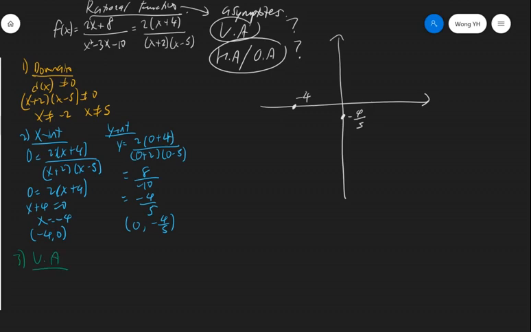Finding VA is very similar to how you find the domain. The steps will be the same. You take the denominator, but this time you set it equal to 0. I want you to compare these two parts here. To find the domain, you set D(x) cannot be 0. To find VA, you set D(x) equal to 0. So follow the same step here: (x + 2)(x - 5) equals 0. So x equals minus 2, x equals 5. You can actually compare these two answers.